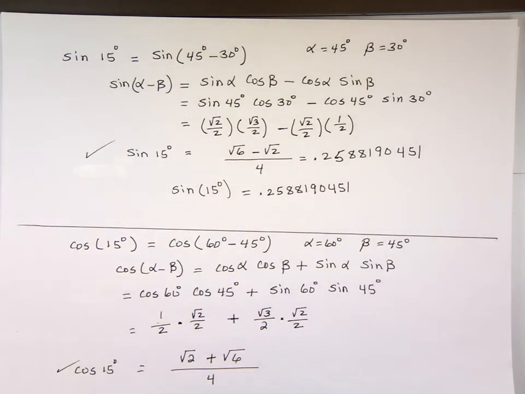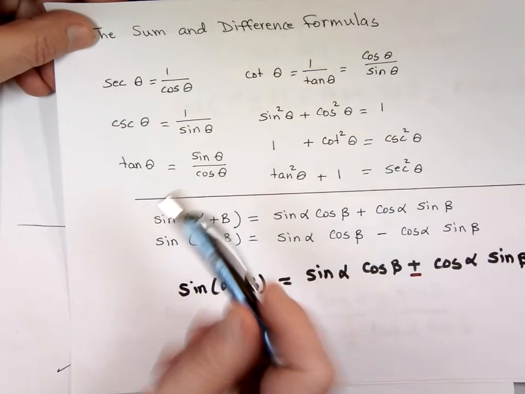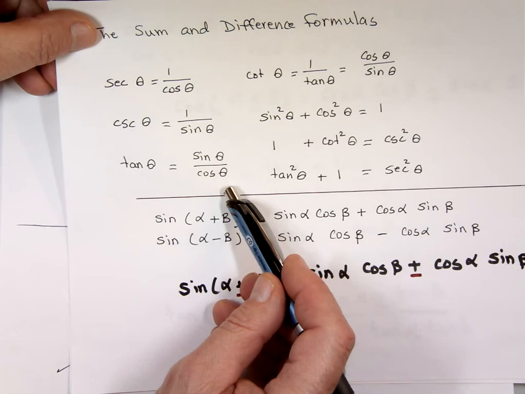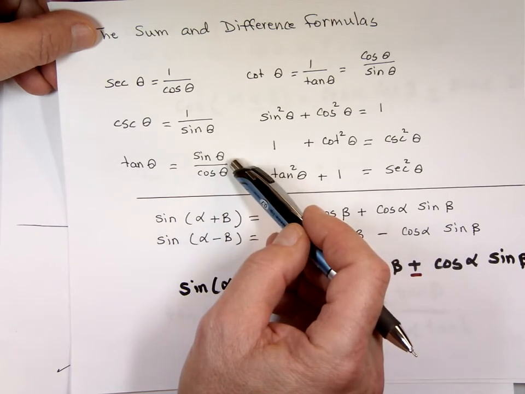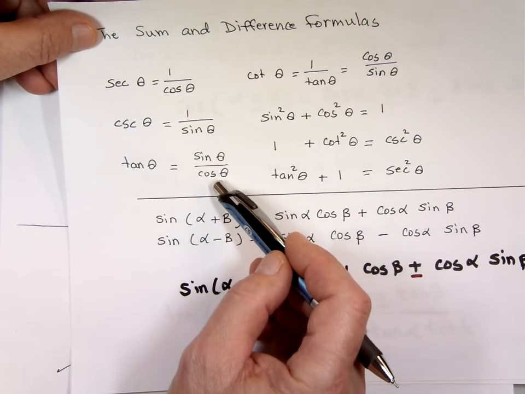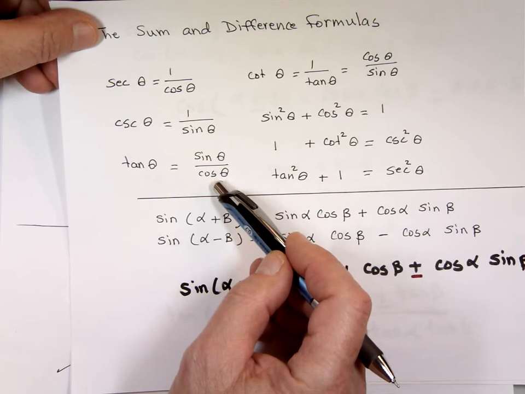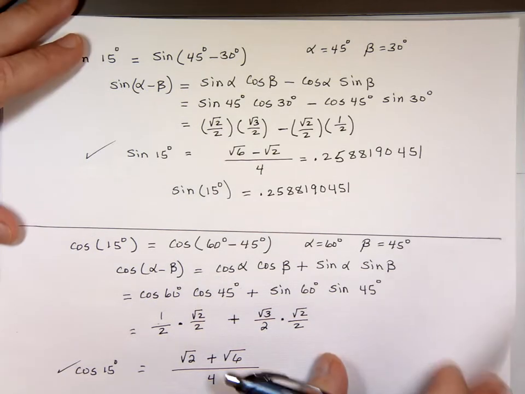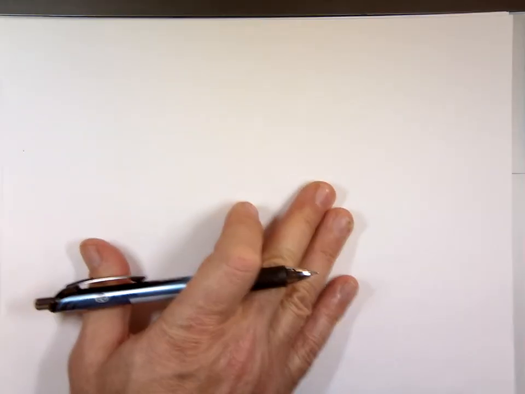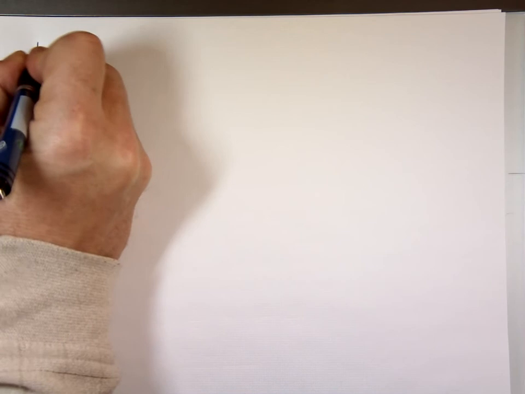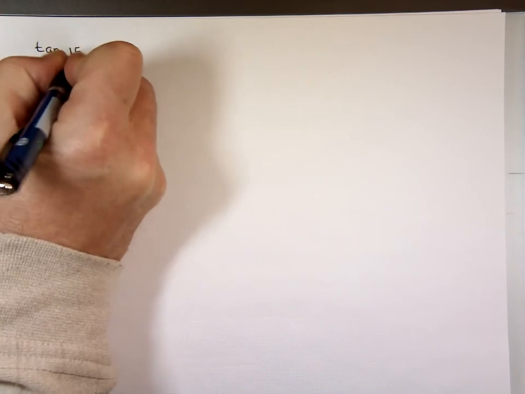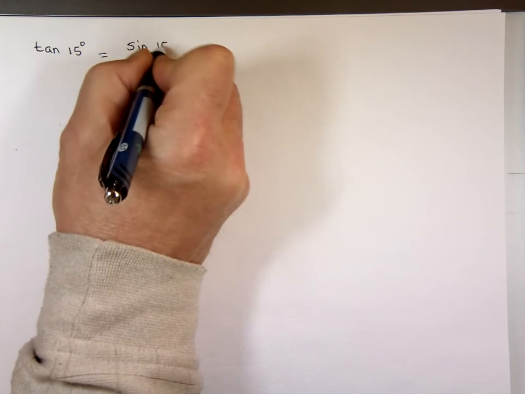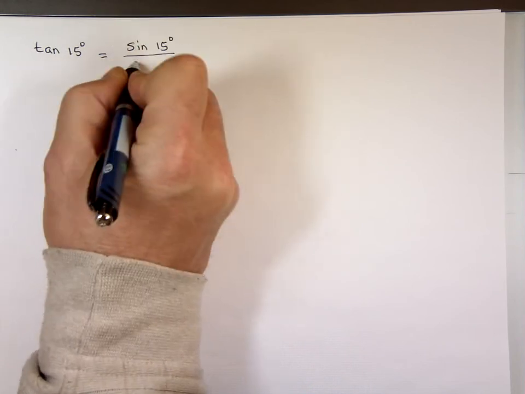What's a tangent equal to? Sine over cosine. Do I know the sine of 15? Yes. Do I know the cosine of 15? Yes. It becomes algebra. So here's tangent 15 degrees. It is the sine of 15 degrees over what? The cosine of 15.